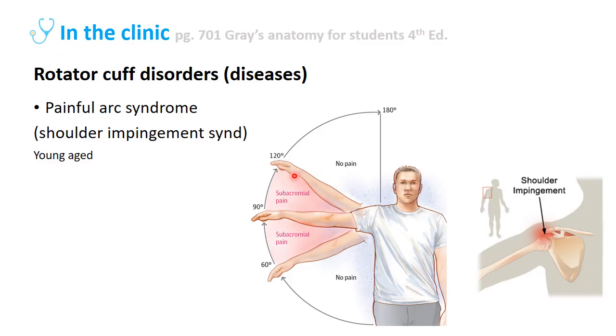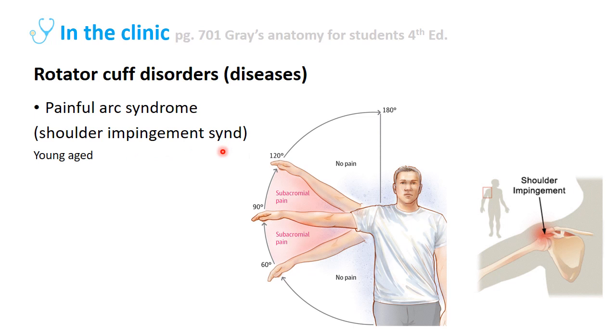So we have a clinical correlation here. Clinical correlation means there is a link between our study of the anatomy of a certain topic and a clinical condition that we can study from the anatomical point of view. Meaning we have two rotator cuff disorders. Both disorders, by the way, are mentioned in your textbook, Gray's Anatomy for Students. The first one is called shoulder impingement syndrome.